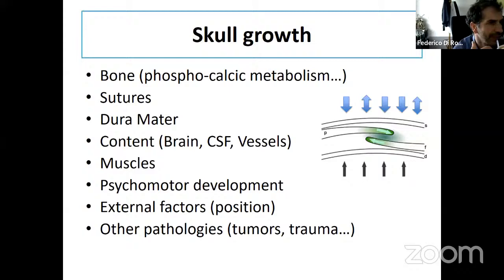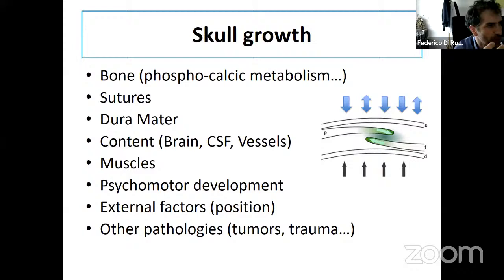It needs also a good development from the muscles point of view, from the psychomotor point of view, and also external factors that can be positioned on other pathology can play a role in the overall growth of the skull and shape. We have examples of a normal metabolism, like you can have some diseases that affect, like rickets, that will affect the bone and also the skull growth. We have pathology like hydrocephalus, in which there is increased size of CSF, the content increases, and skull growth is modified. And on the opposite, we have the microcephaly, in which the brain is not pushing enough and the skull will be affected.